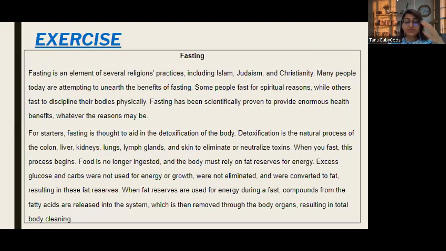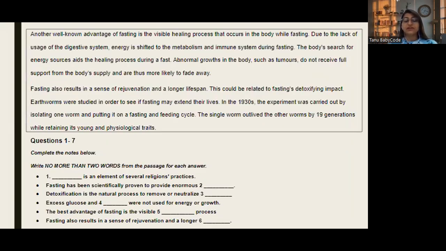Now here is a passage in front of me. I'm going to show the exercise as well. There are 7 questions. You have to complete the notes. I'm also going to do the same thing for you. No more than 2 words. So I'm going to read the question first. You have to be very quick in finding, because this is a time challenging exam.